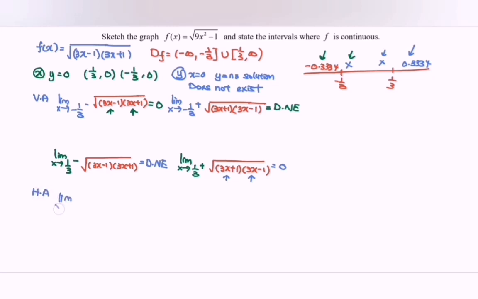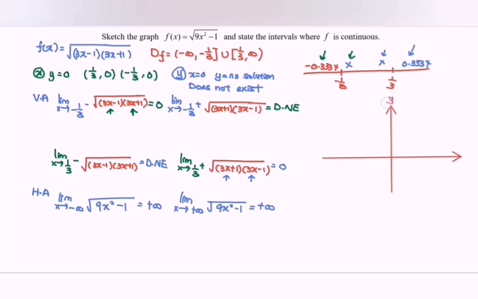Continue. We have the horizontal asymptote. The limit when x approaches negative infinity of the square root of 9x squared minus 1: if we substitute negative infinity, we will have positive infinity. The limit when x approaches positive infinity for the function 9x squared minus 1, the value of y will be approaching positive infinity. So kindly refer to the graph.